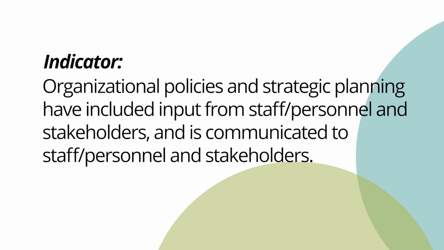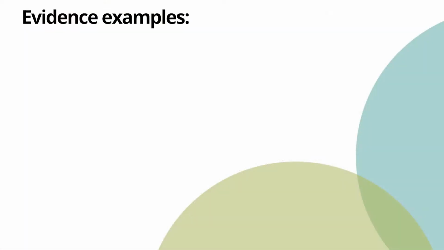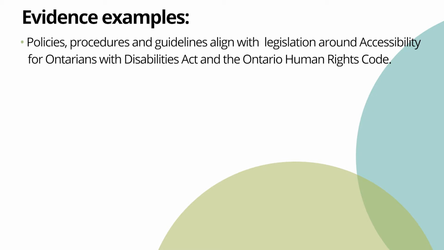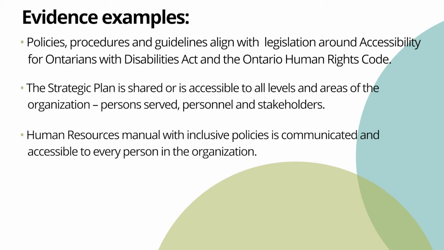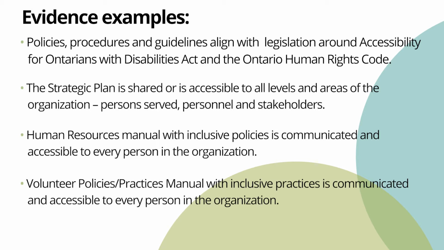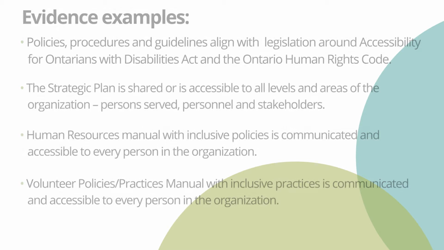Indicator: organizational policies and strategic planning have included input from staff, personnel, and stakeholders, and are communicated to staff, personnel, and stakeholders. Evidence examples: policies, procedures, and guidelines align with legislation around the Accessibility for Ontarians with Disabilities Act and the Ontario Human Rights Code. The strategic plan is shared or is accessible to all levels and areas of the organization, persons served, personnel, and stakeholders. Human Resources Manual with inclusive policies is communicated and accessible to every person in the organization. Volunteer Policies and Practices Manual with inclusive practices is communicated and accessible to every person in the organization.